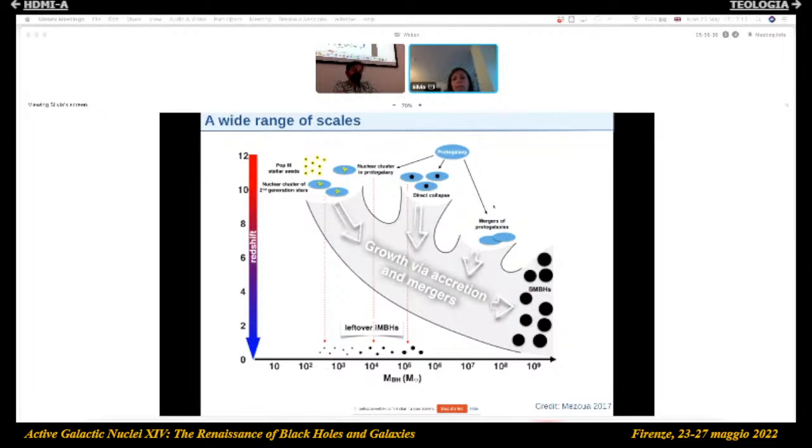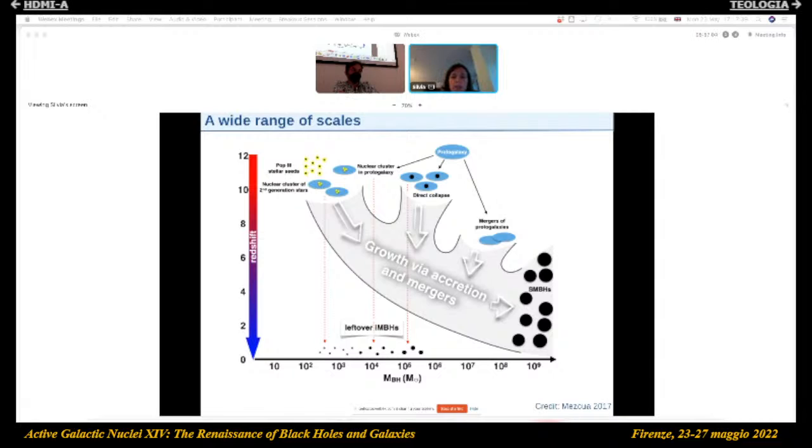All these black holes grew, merged, and had this exciting and complicated life, down to the supermassive black holes that we see today, and also the intermediate mass black holes, which are also still very interesting. We are starting to know much more about these objects in the last few years, and more will be discovered with these new facilities.